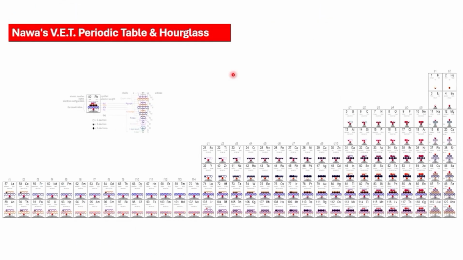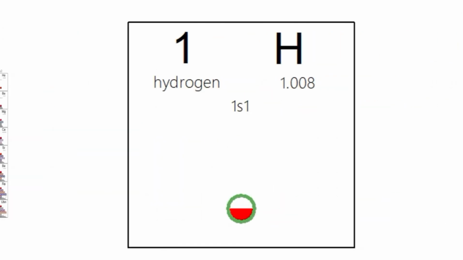Next one is Nava's VET periodic table and hourglass. So this is a very interesting periodic table, and I will show you in the next slide how the electronic filling is happening there. This is also blockwise: S block elements, then P block elements, then D block elements, and then F block elements. But I will show you how this electron filling is happening. He has shown it in this hourglass periodic table. So watch it carefully.